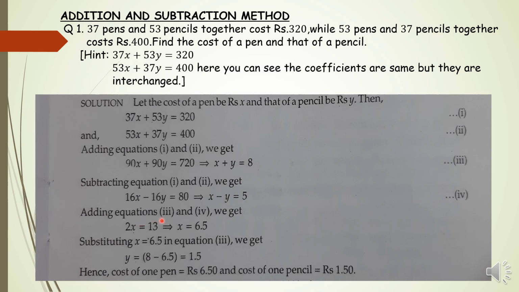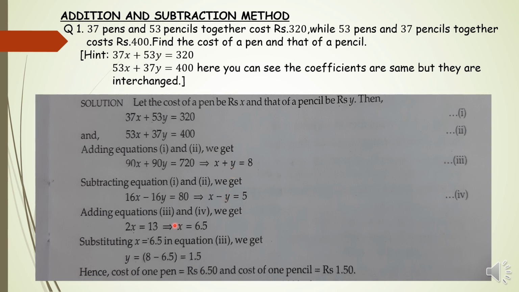Then adding equations 3 and 4. Which are the equations 3 and 4? x plus y is equal to 8, x minus y is equal to 5. Why are we adding? Because here we are applying the elimination method. In order to eliminate y, one is plus and one is minus, so we need to add these two equations.